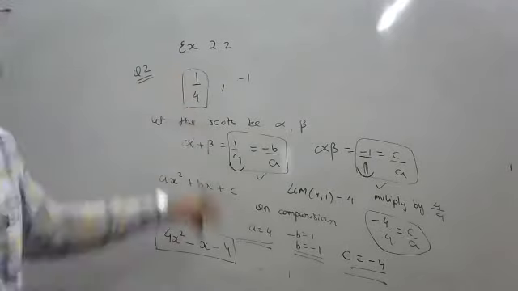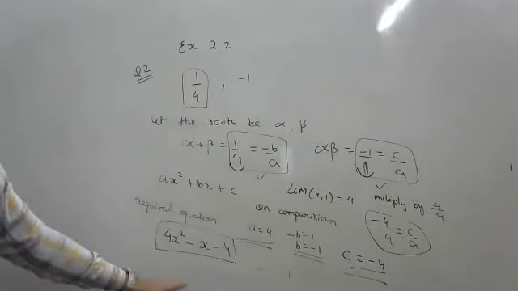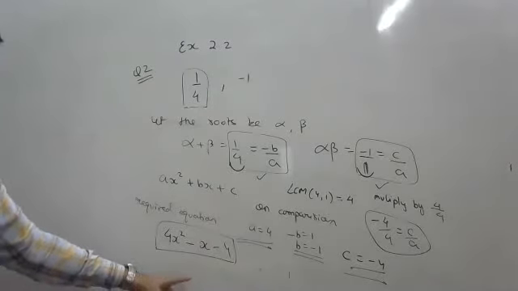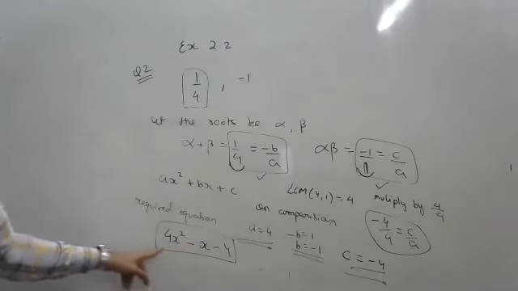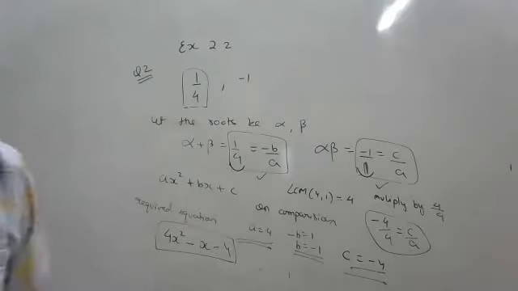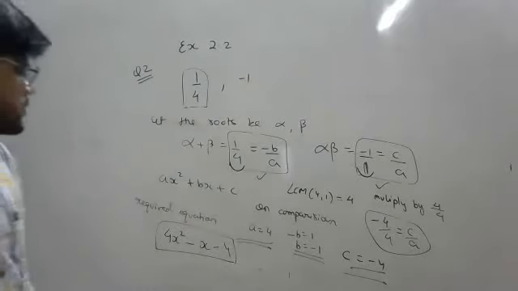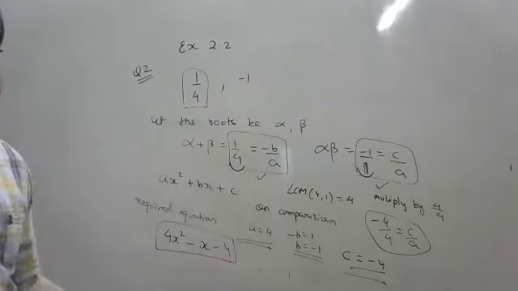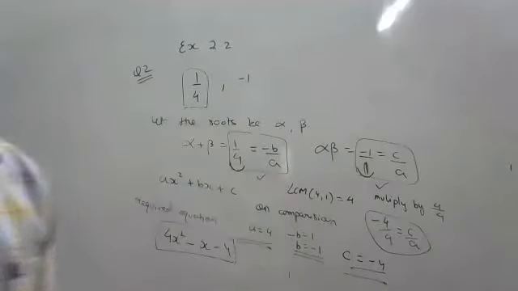The sum of the roots is 1 by 4. Sum of the root is nothing but minus B by A. So minus of minus 1 by A, you will get 1 by 4. And product of roots is C by A. So minus 4 upon 4 is minus 1, and this is minus 1.